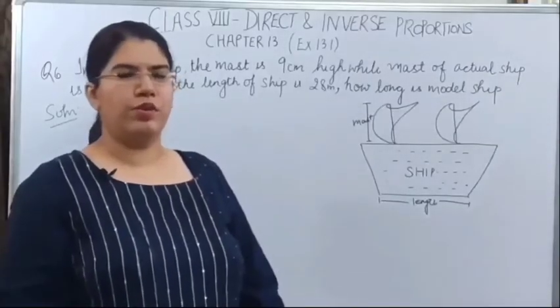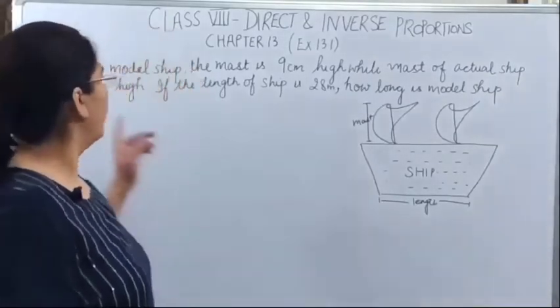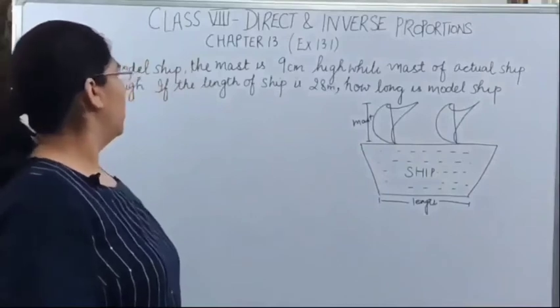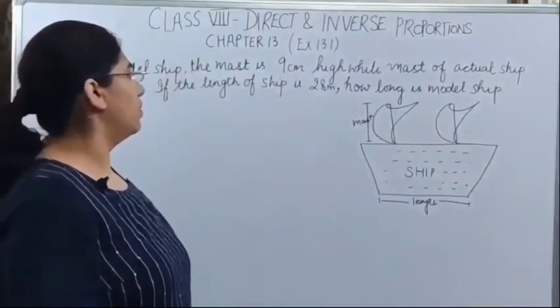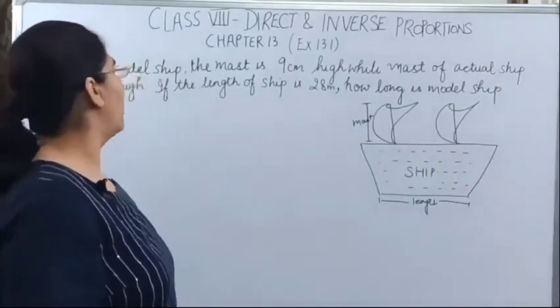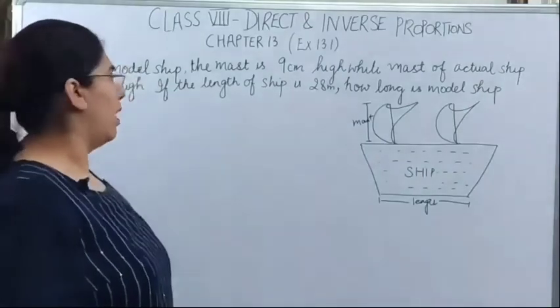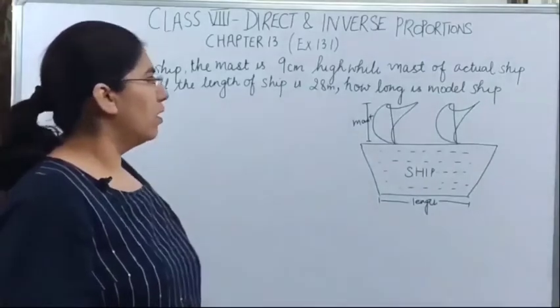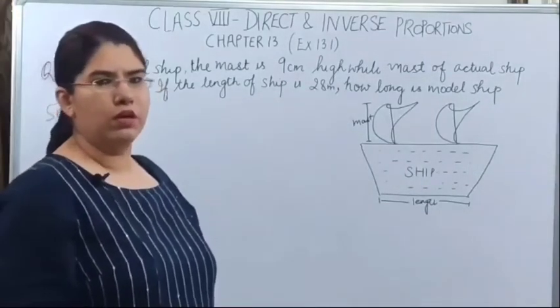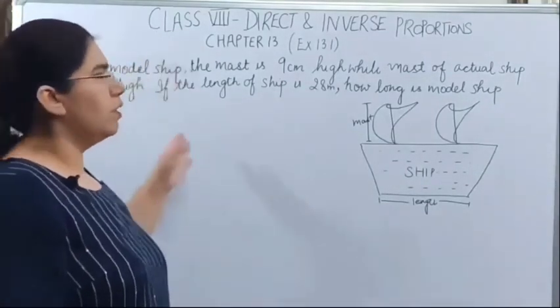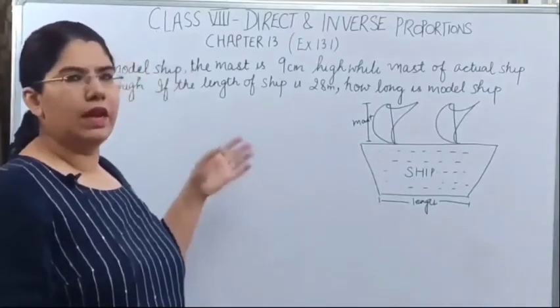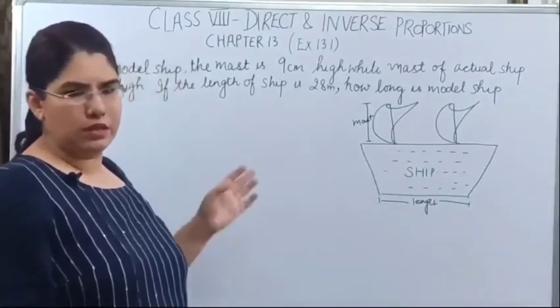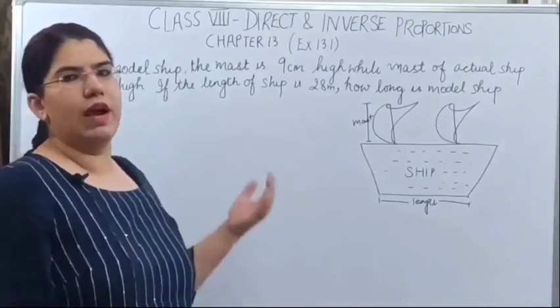Now let us look at question number 6. It says in a model ship the mast is 9 centimeters high while the mast of the actual ship is 12 meters high. If the length of the ship is 28 meters, how long is the model ship? So the first step is to see whether any kind of relationship exists and whether it is a direct relationship or not.